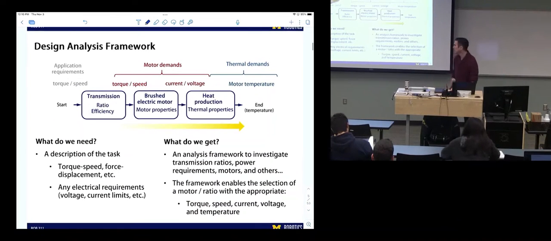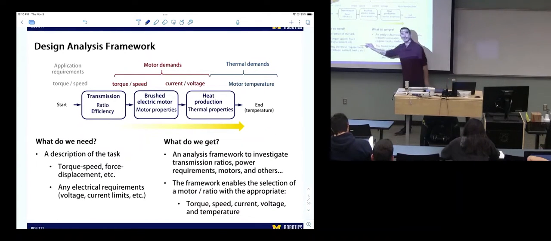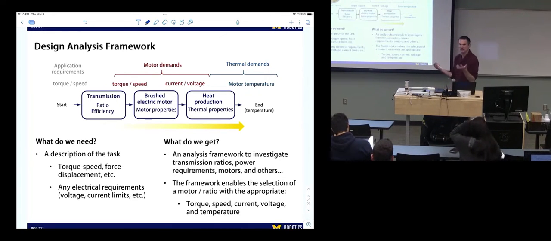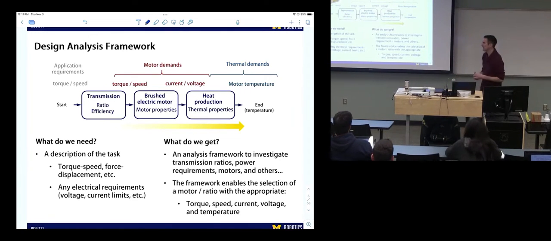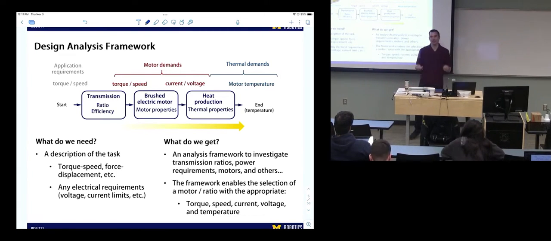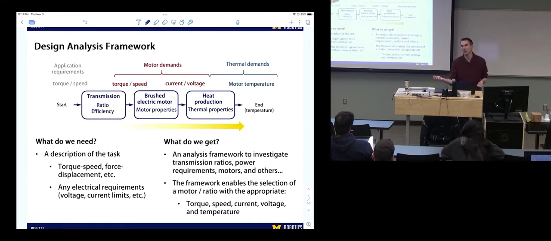So what do we need? A description of the task. That's going to look like torque speed or force displacement relationships, some understanding of the motion and effort being provided by your robot. And then any secondary electrical requirements. You're going to hook it up to a battery. That battery has a voltage, and we can't use more than the battery supply voltage. That's a constraint. Same thing with your current limits.